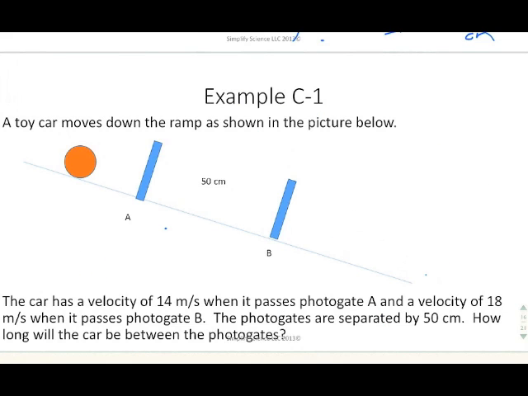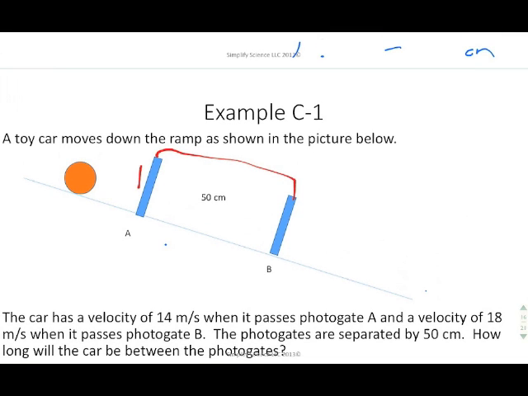That's represented by the ball right here that is moving down the ramp, and it's going between two photo gates that are separated by 50 centimeters. And so what we want to know is, the toy car has a velocity of 14 meters per second when it gets here, and has a velocity of 18 meters per second when it gets there. We want to know what the time it's going to take to get between the two photo gates is going to be.